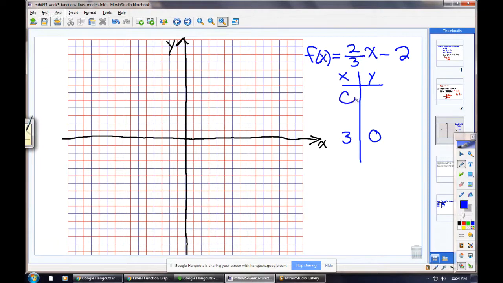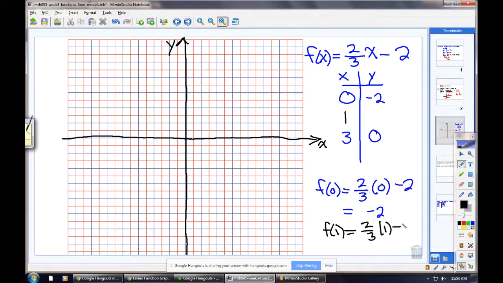And I might try x equals 0. So if I plug in 0 here, f of 0 is 2/3 times 0 minus 2. Well, that's 0 minus 2, which is minus 2. So I get the point 0, -2. And I could plug in any number like 1, and then I have to deal with fractions. Not a huge deal. So for fun, I'll plug in 1. f of 1 would be 2/3 times 1 minus 2, which is 2/3 minus 2, which is going to be 1 1/3.